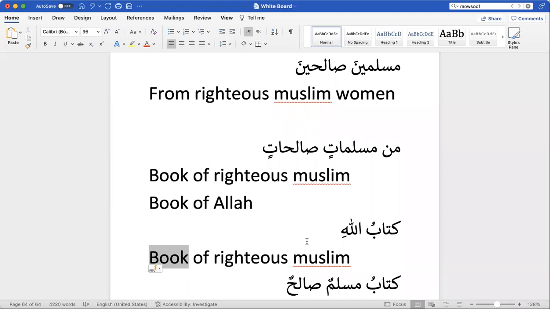Righteous Muslim is your mawsoof and sifa. Yes, it's a mawsoof sifa combination, right? I will write first the mawsoof, then I will write the sifa. So both should have all four properties of ism the same. So what will I write now in the case of Muslimun Salih? I wrote mudaf kitabu. Now what should I write next?